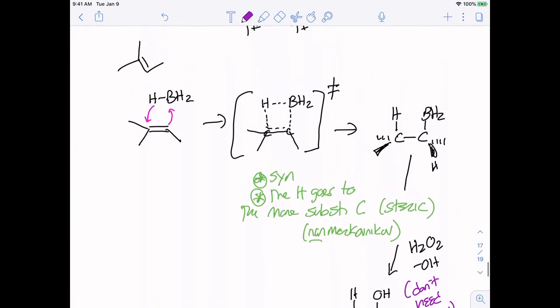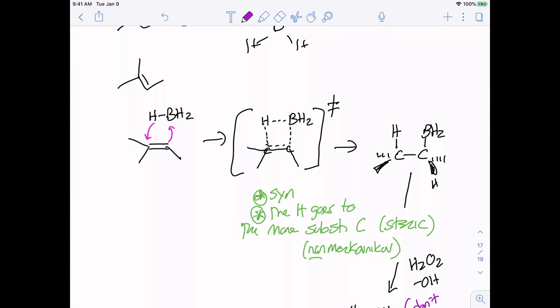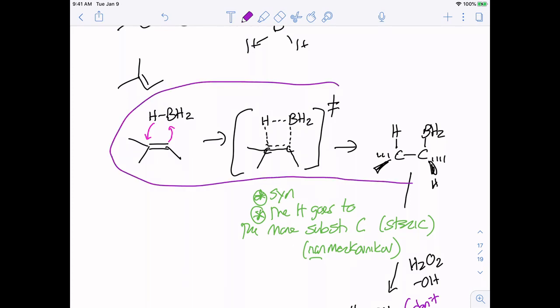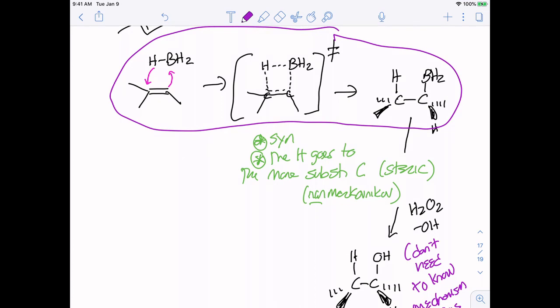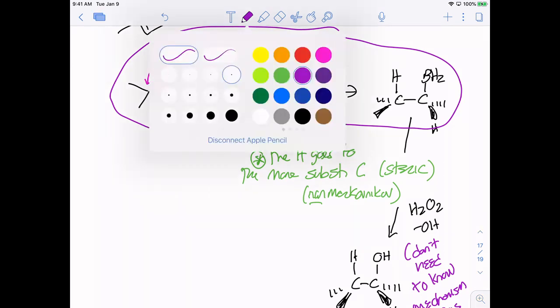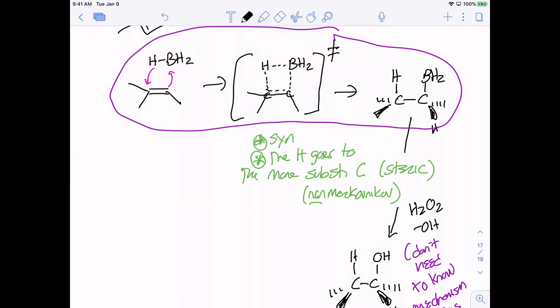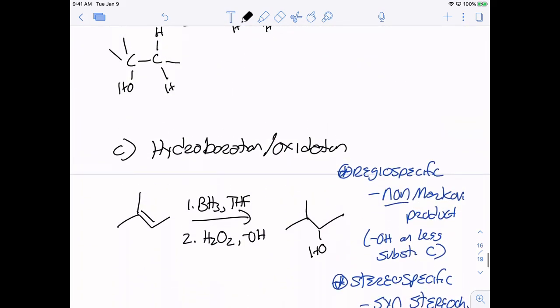So I do want you to know this part up till here. And then that last part where I'm adding the hydrogen peroxide and the hydroxyl group, you don't need to know the mechanism for it. So the 3 ways to add water, just be really careful because our product is an alcohol in all of them, but they're slightly different in terms of stereochemistry and regiochemistry.